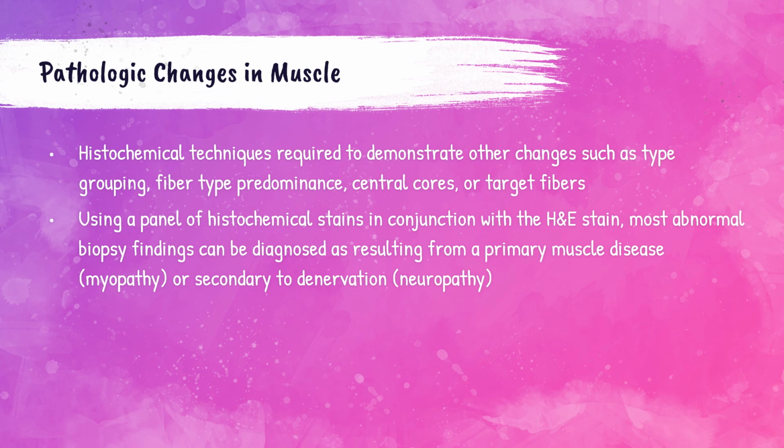Histochemical techniques are required to demonstrate other changes such as type grouping, fiber type predominance, so what type of fibers are predominant in the sample, central cores, or target fibers. Using a panel of histochemical stains in conjunction with the H&E stains can help to diagnose most abnormal biopsy findings resulting from a primary muscle disease, which is called a myopathy, or secondary to denervation, which is a neuropathy.